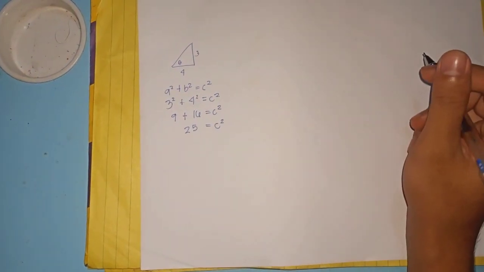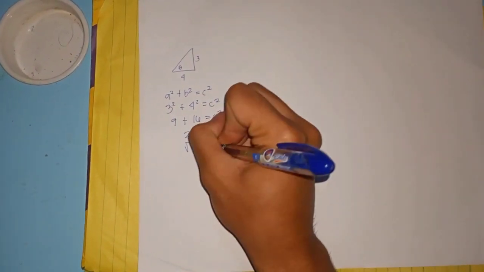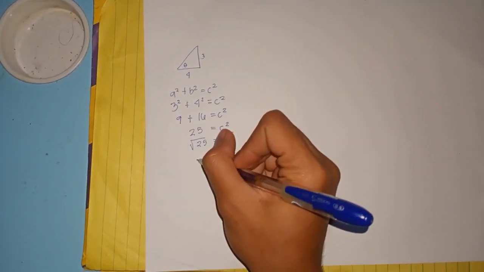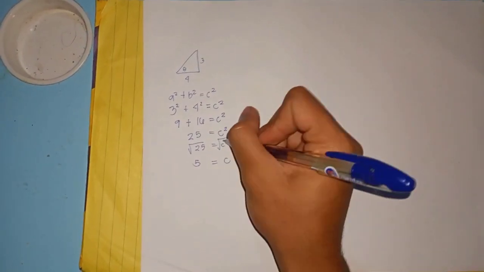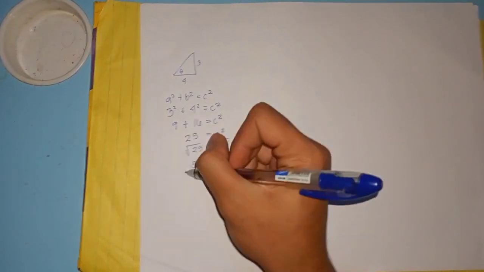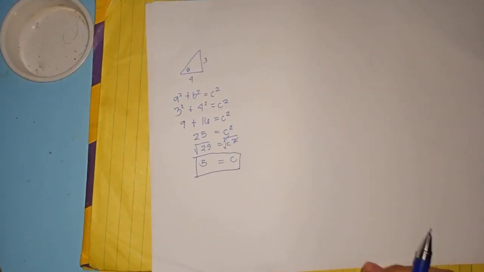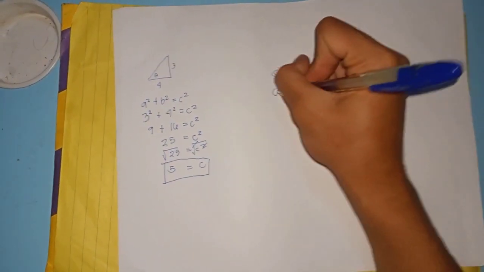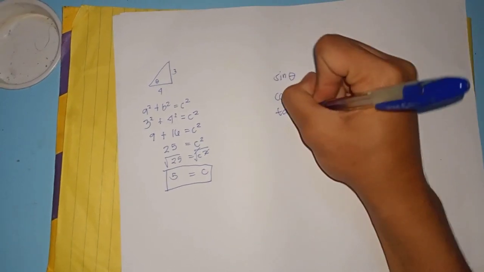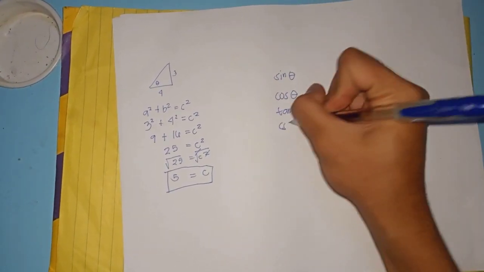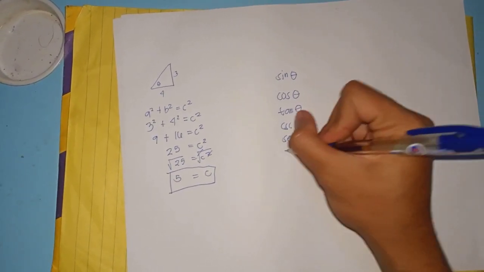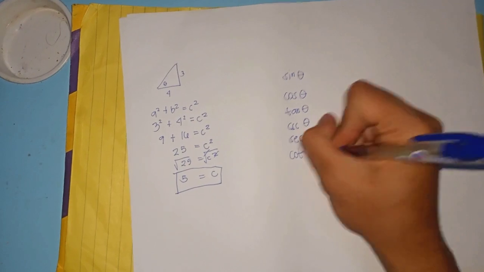So, we take the square root of both sides. 25 is equal to c squared. The square root of 25 is 5, and the square root of c squared is c, so it cancels out. So we have the value of the hypotenuse, which is 5. Now we are going to find the 6 trigonometric functions. We have sine theta, cos theta, tangent theta, cosecant theta, secant theta, and the cotangent theta.